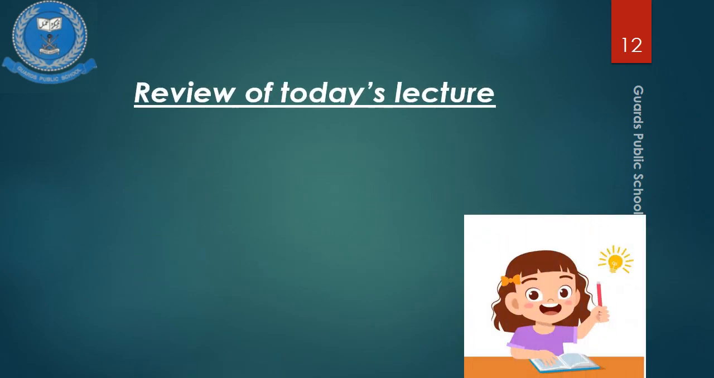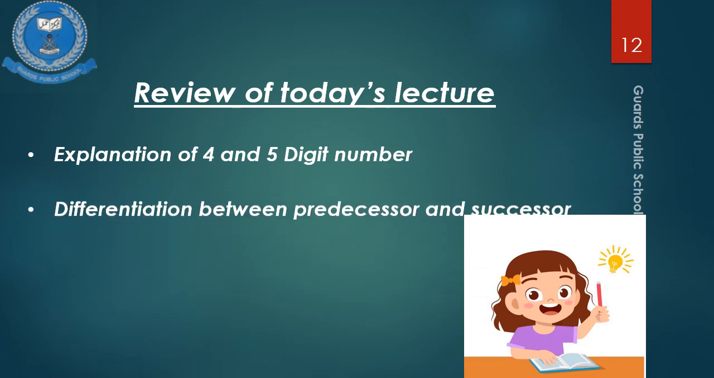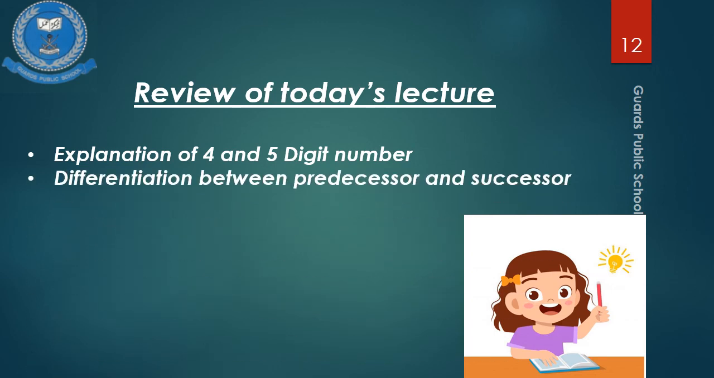Now let's see the review of today's lecture. We explained 4 and 5-digit numbers, the difference between predecessor and successor, how we get the predecessor and successor, and the last one, the explanation of place value. Friends, I hope you all understood the explanation of the initial topics of this chapter, and it will be more clear when you practice this in your book. I will also provide you the worksheets on WhatsApp.